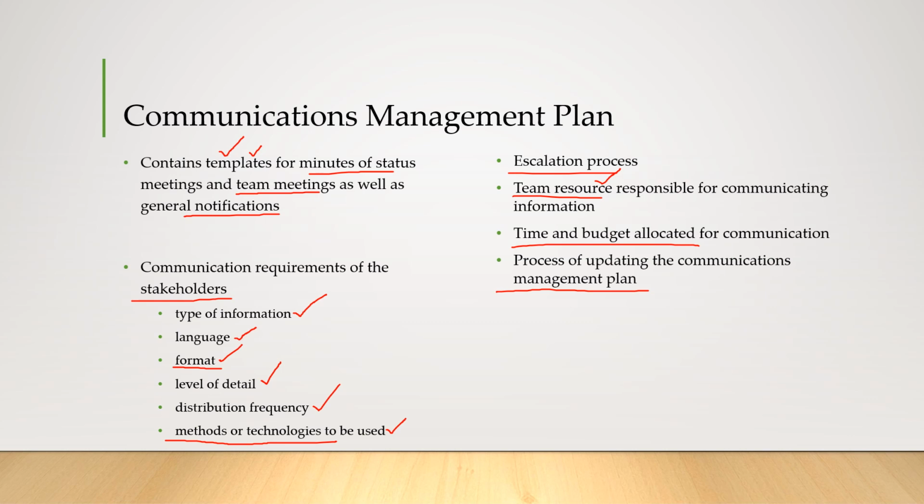This is the process of updating the communications management plan. So we spoke previously, in the previous slide, that the communications management plan, this document, also requires to be updated, right? This document also needs to be updated based on the change in the information requirements of the stakeholders. So what is the process that you're going to use when you want to update the communications management plan? This process is also detailed in the communications management plan document itself.